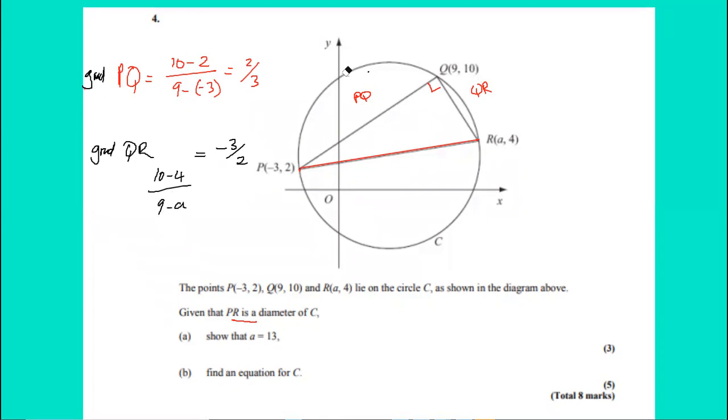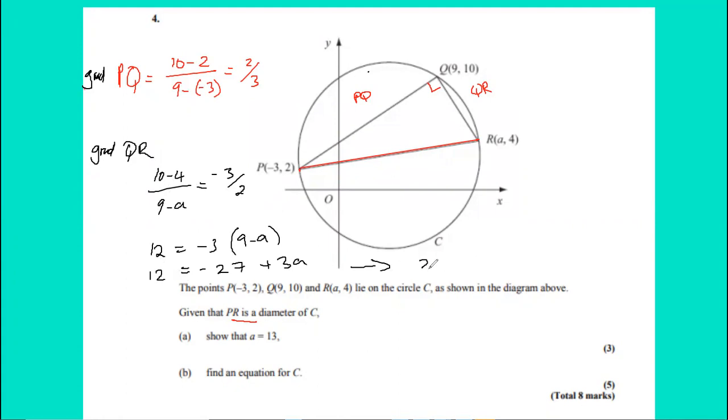I'm just going to rub this out and write it a little bit lower so you can see: -3 over 2. Okay, so this is 6 multiplied out by 2, that gives me 12. Take that over to the other side. So I get -27 and then +3a. That therefore gives me 39 is equal to 3a. Therefore, a is equal to 13 as required.